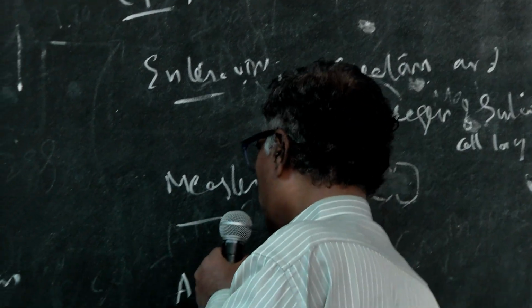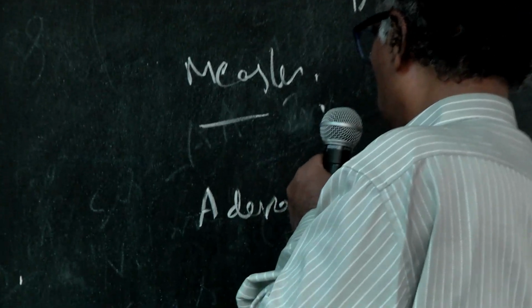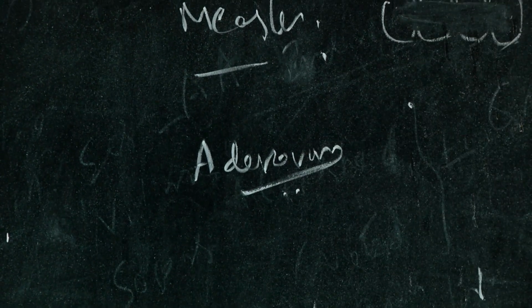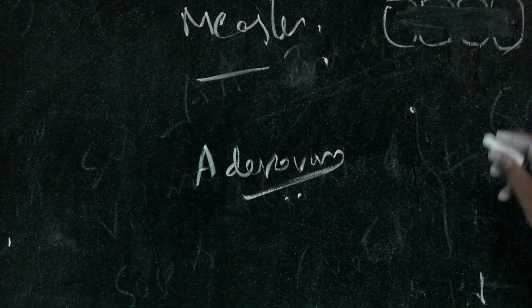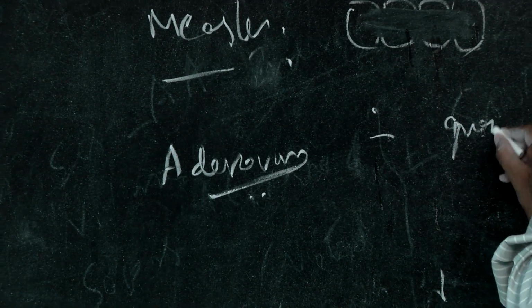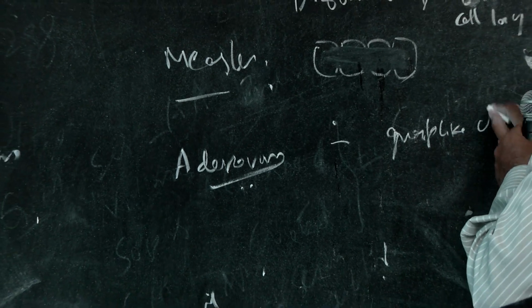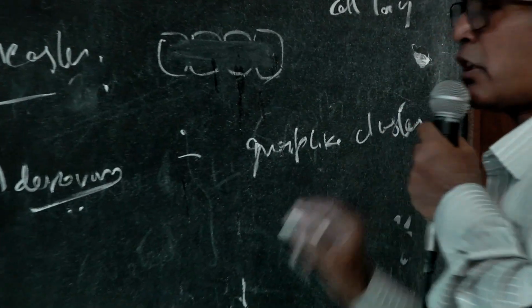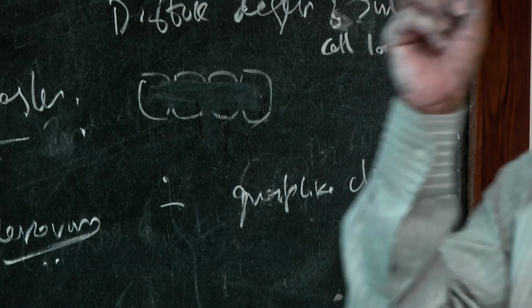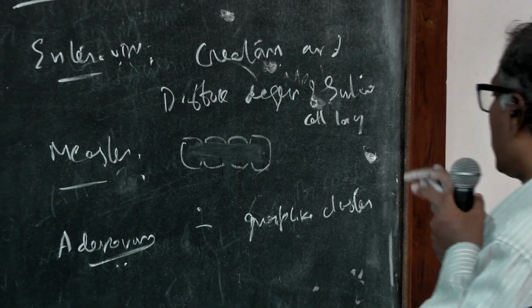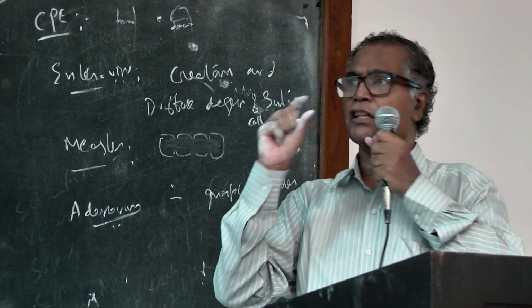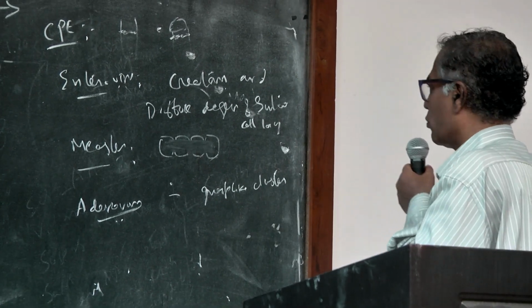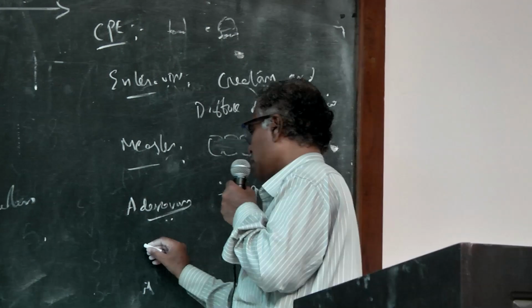For example, adenoviruses. In adenoviruses, grape-like clusters develop in the monolayers, similar to a bunch of grapes. If you see grape-like clusters or groups of clusters, then imagine that the cytopathogenic effect is because of adenoviruses. Then there are herpes viruses.